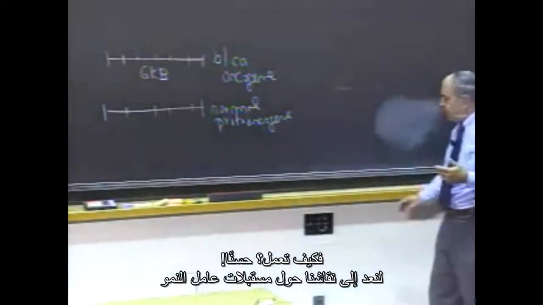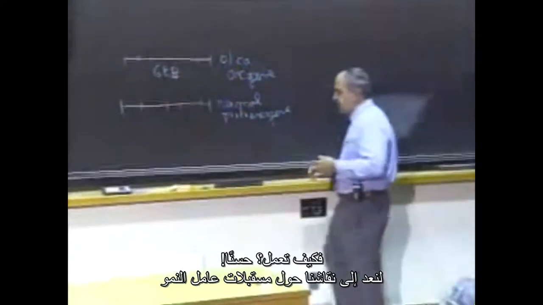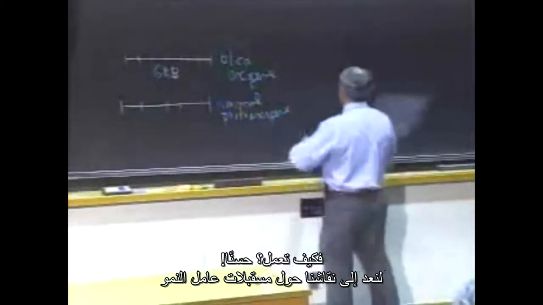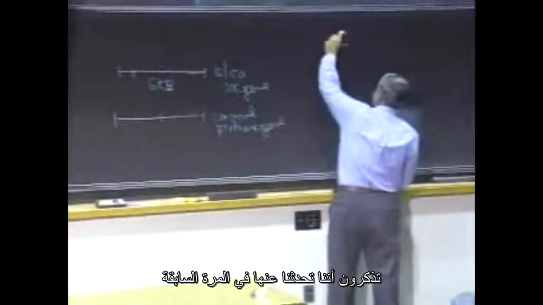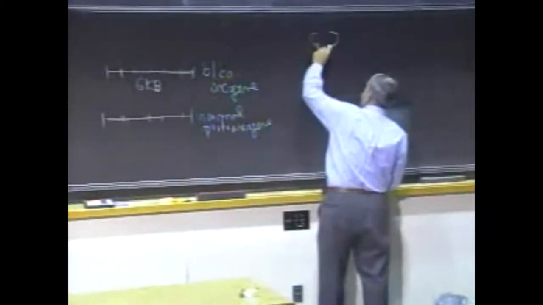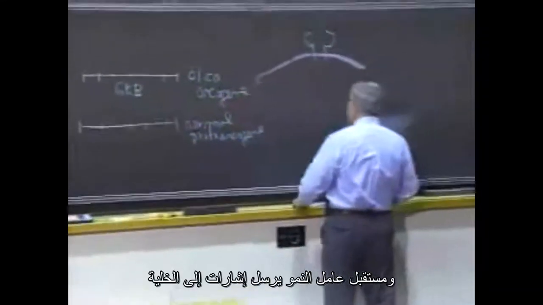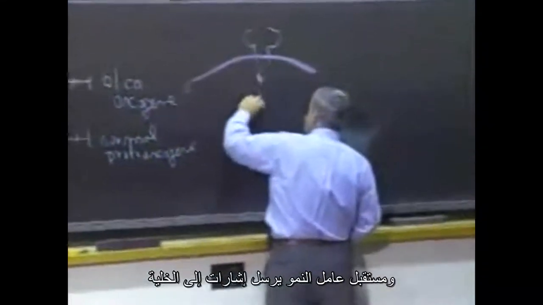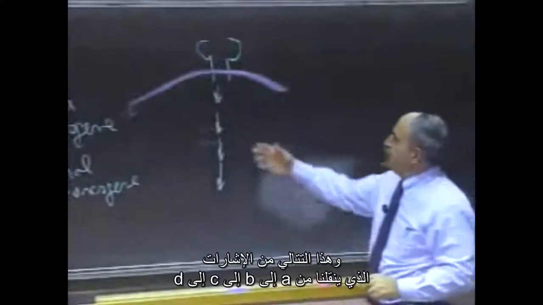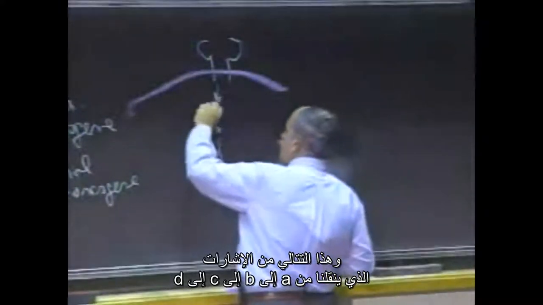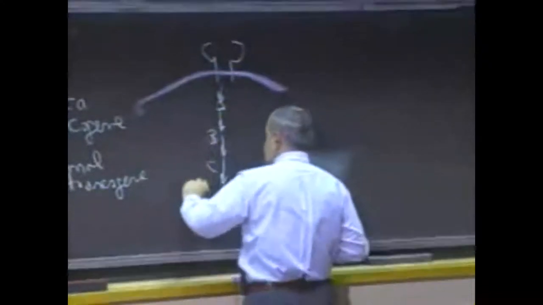How did this work? Well, let's go back to our discussion of growth factor receptors. You recall we talked about them last time. Let's say here's a growth factor receptor at the cell surface. The growth factor receptor sends signals into the cell. And such a sequence of signals where you go from A to B to C to D is sometimes called a signaling pathway.